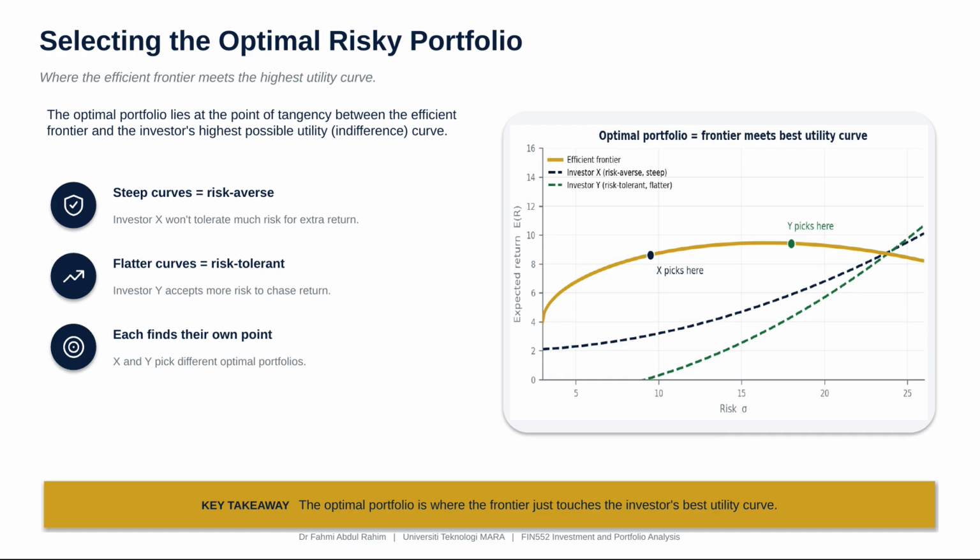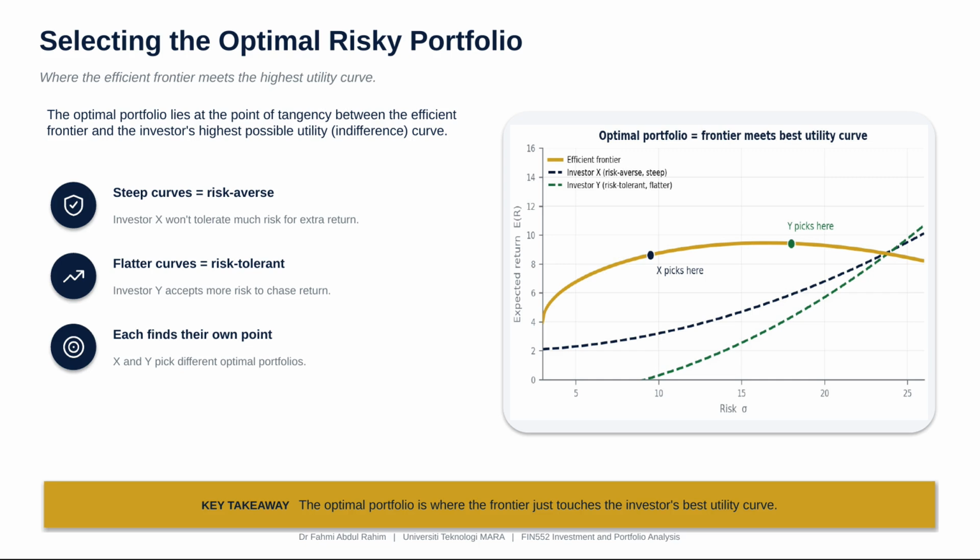The gold curve is called the efficient frontier. Think of it as a menu of the best possible portfolios. For every level of risk, it shows you the highest return you can possibly get. Nobody can do better than this curve, so any smart investor will pick some point that sits right on it.